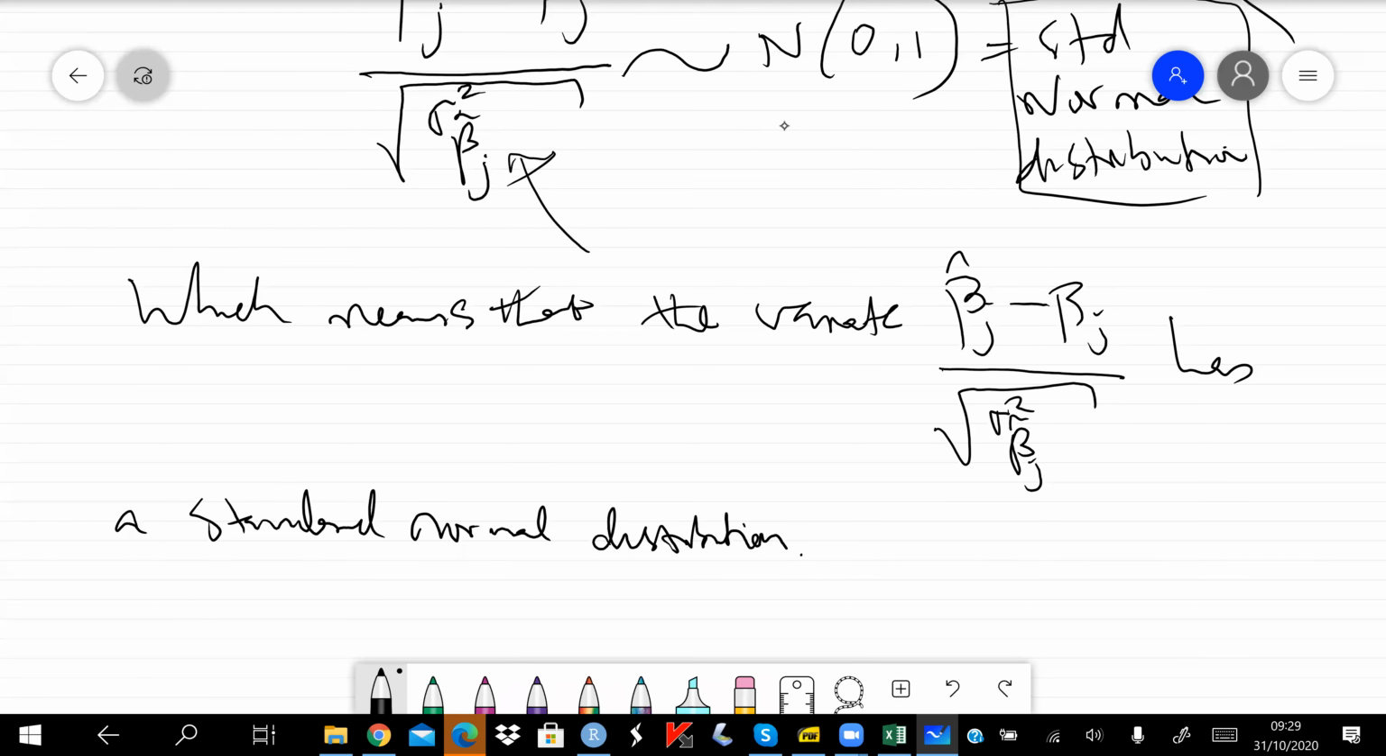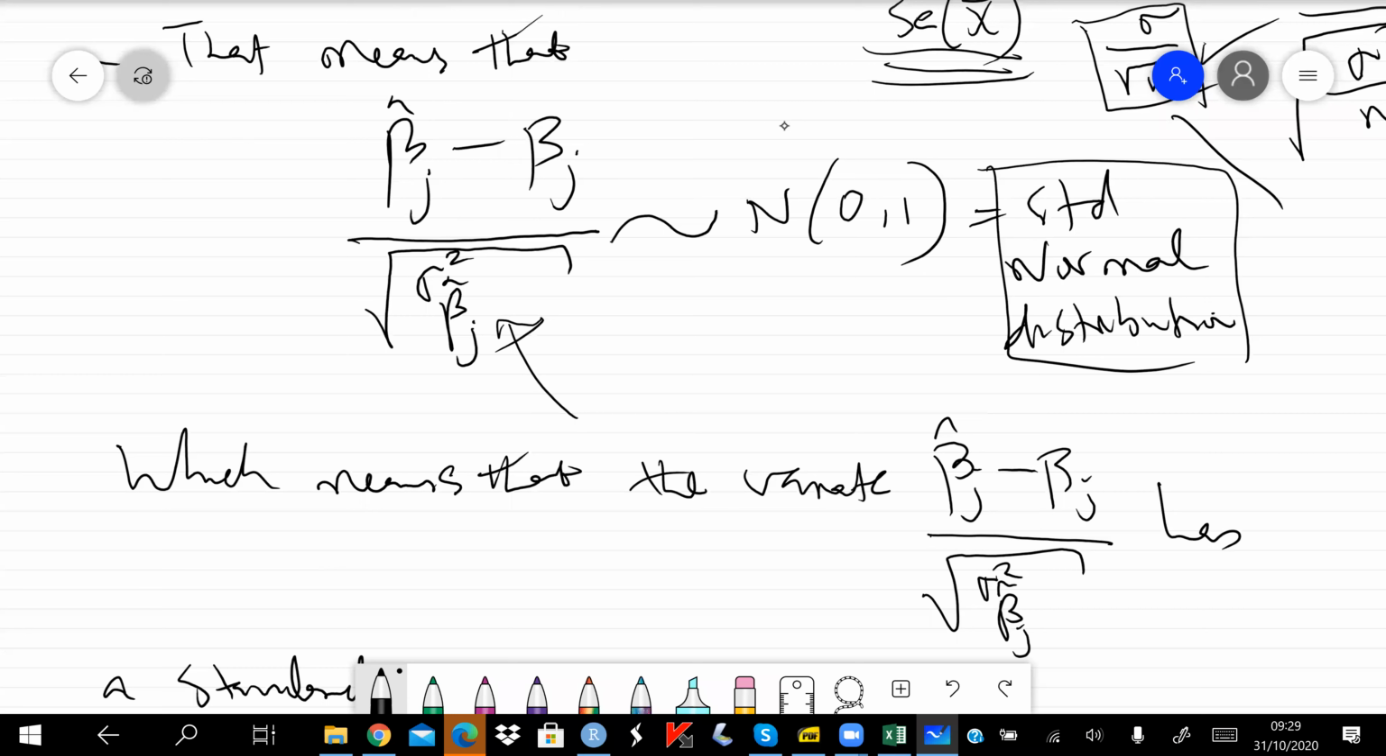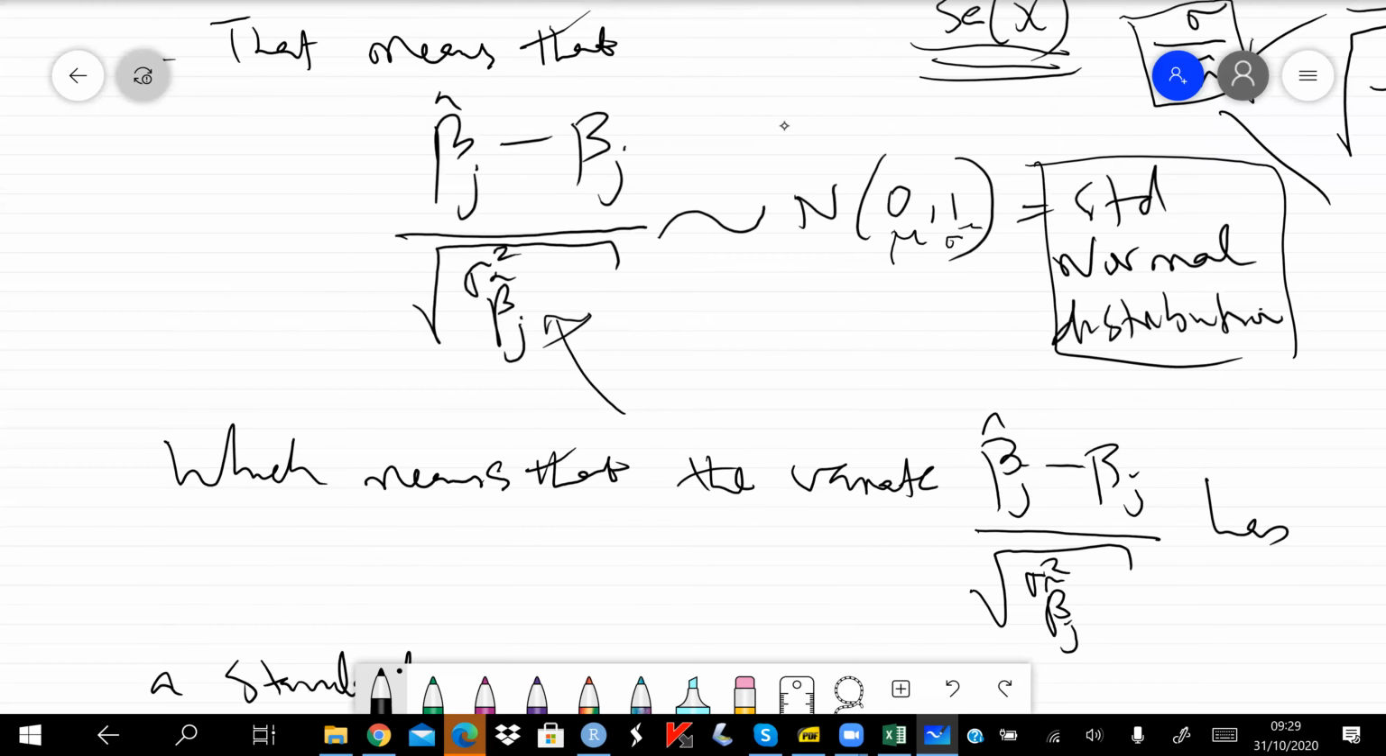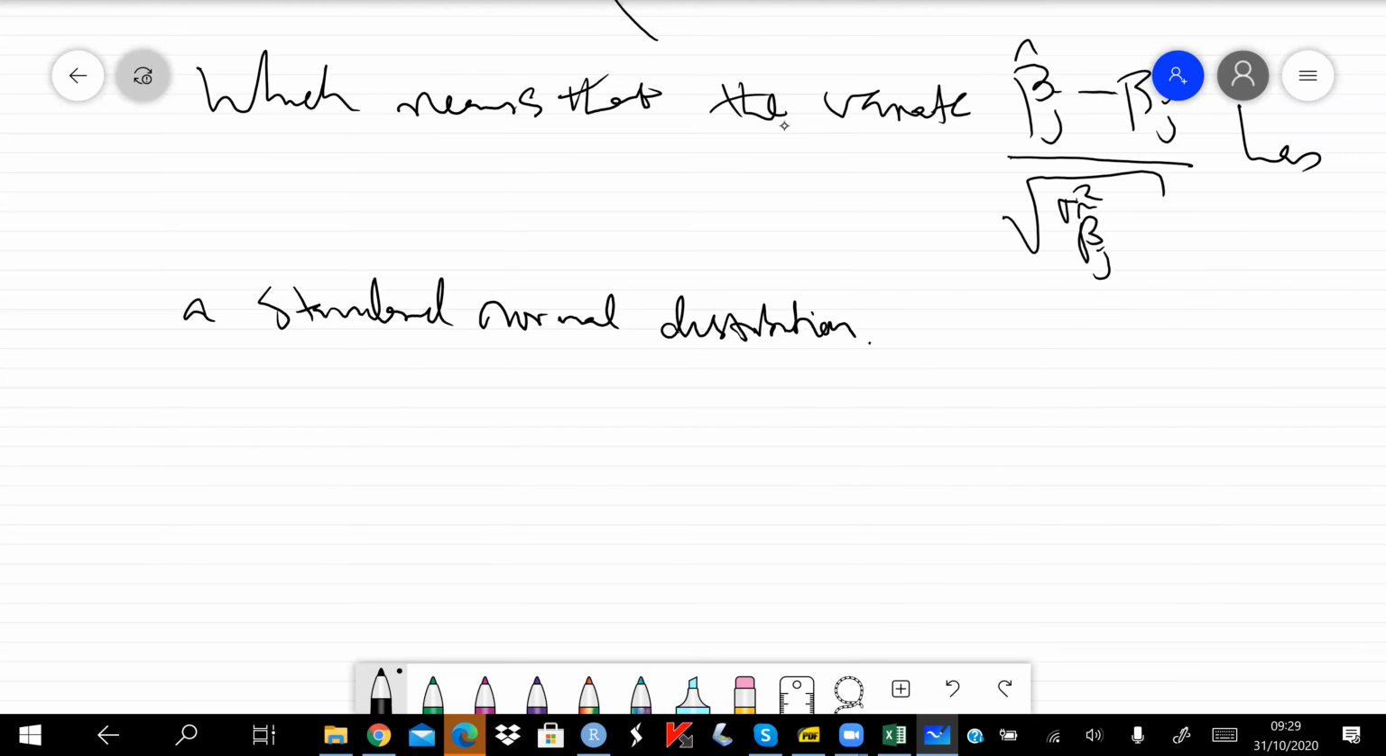Has a standard normal distribution. You know, the standard normal distribution has mean equal to 0 and variance, or standard deviation, equal to 1. So later on we shall be defining either z is equal to beta j hat minus beta j divided by the square root of sigma squared beta j hat. Okay, so this is standard normal.